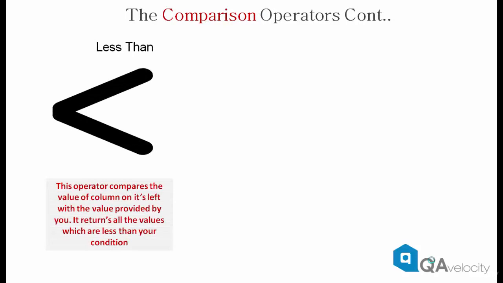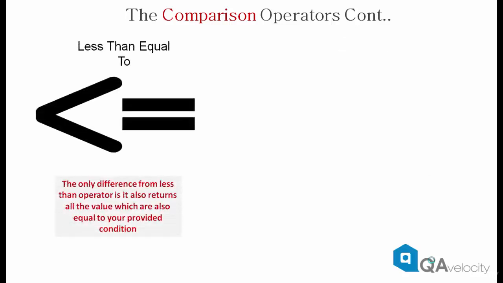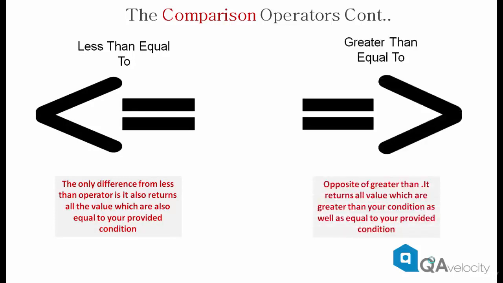The third operator is less than. This operator compares the values of the column on its left with the values provided by you. It returns all the values which are less than your condition. Greater than is the reverse of the less than operator. It returns all the values which are greater than your condition. Less than or equal to. The only difference from the less than operator is that it also returns all the values which are equal to your provided condition. And finally, the greater than or equal to operator, the opposite of less than, returns all the values which are greater than your condition as well as equal to your provided condition.